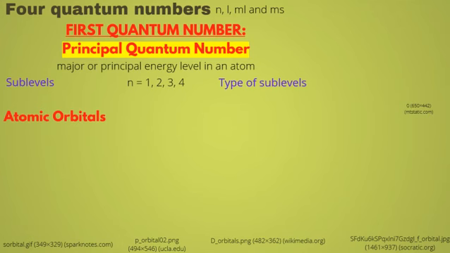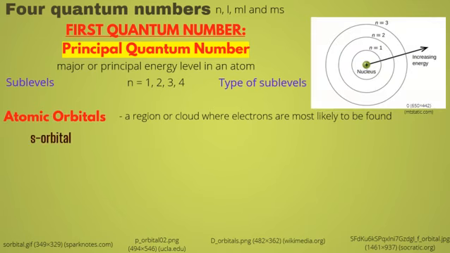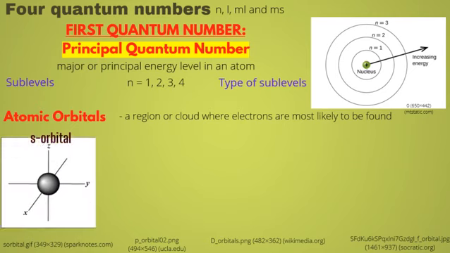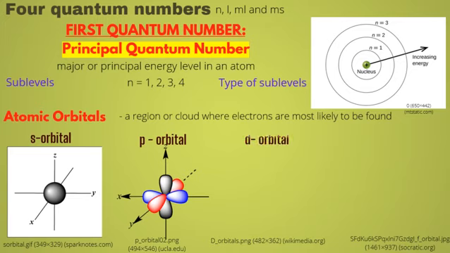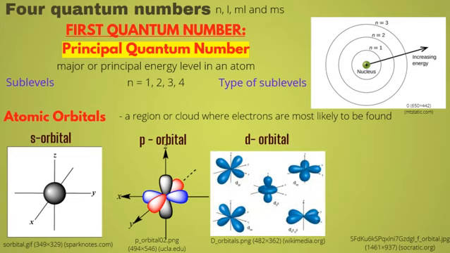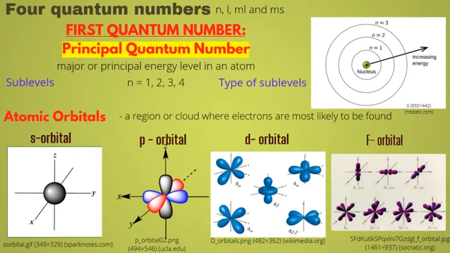In a quantum model, the cloud shapes where electrons are most likely to be found are called atomic orbitals. These atomic orbitals are denoted by the s orbital, which looks like this; the p orbital, which is represented by this diagram; the d orbital, which is this; and the f orbital, which looks like this. So all in all, we have four types of atomic orbitals: s, p, d, f. Atomic orbitals are the mathematical description of the location of the electrons inside the atom.